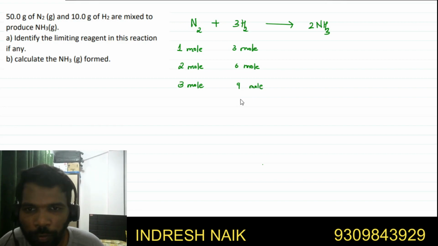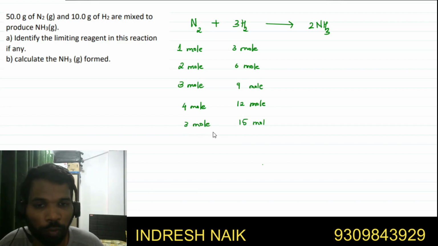I'll write it the other way also. If H2 is 12 moles, how many moles of N2 should there be? One third of 12, because 1 is one third of 3. So one third of 12 is 4 moles. If H2 is 15 moles, then how much N2 should be there? 5 moles, one third of this.